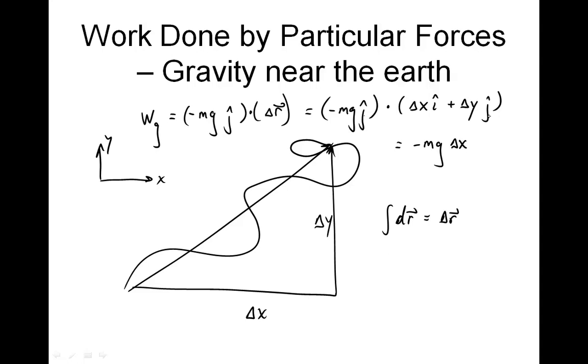j hat times j hat is 1, j hat dot i hat is 0, so that part goes away. And this becomes the work done by gravity. So minus mg, because it's pointing down, times delta y, not delta x, times delta y.